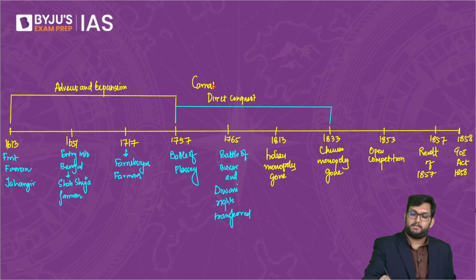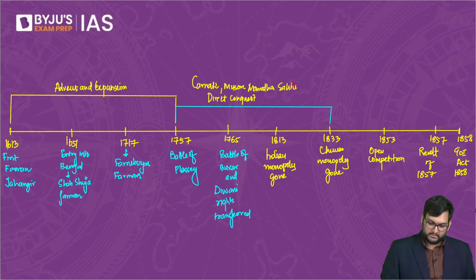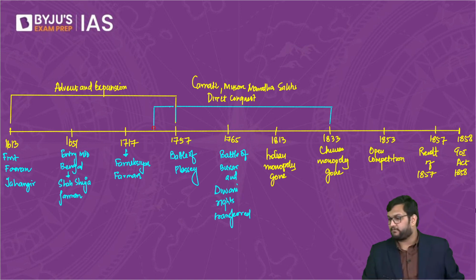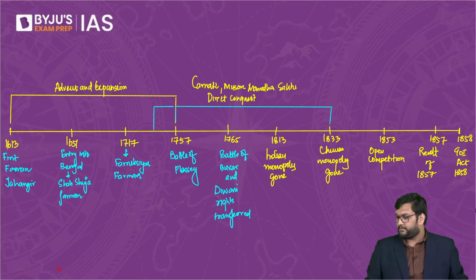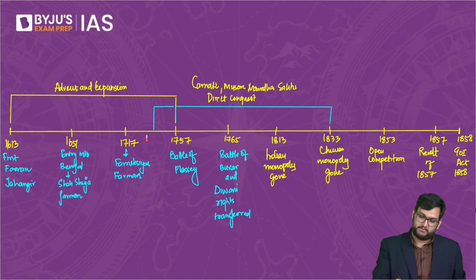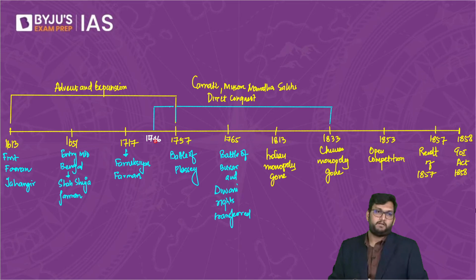beat Carnatic, Mysore, Maratha or Sikhs. To be precise, I can take this timeline a little bit backwards. What date would this be? If I had to take it a little bit backwards. What is the first battle, first date? Guess. Yes. 1746, first Carnatic War starts, 46 to 48.